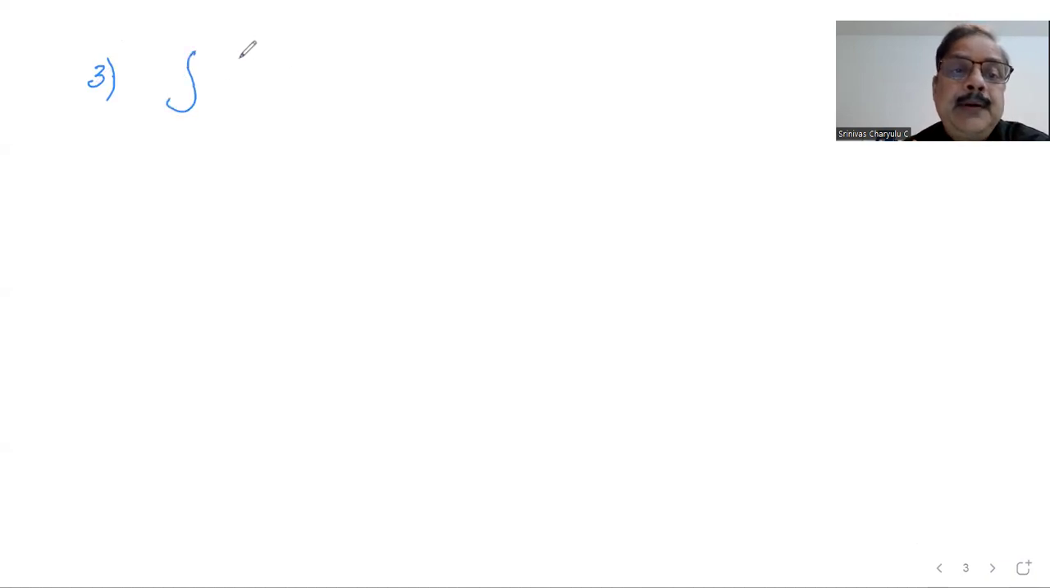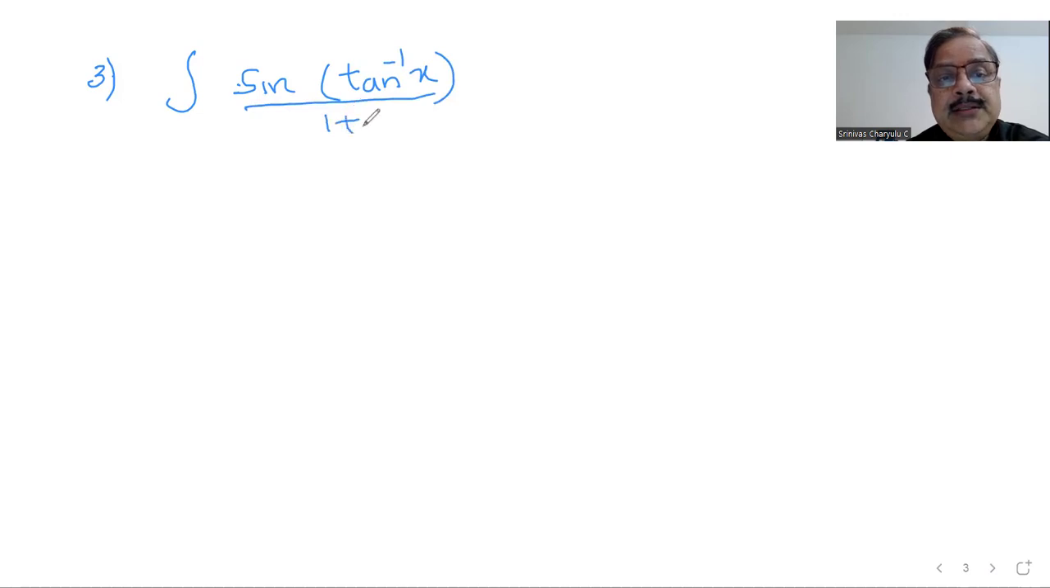Integral of sine of tan inverse x divided by 1 plus x square dx. This is the sum: integral sine tan inverse x by 1 plus x square dx. By now, I think you can easily grasp the fundamental. What to substitute? Tan inverse x.